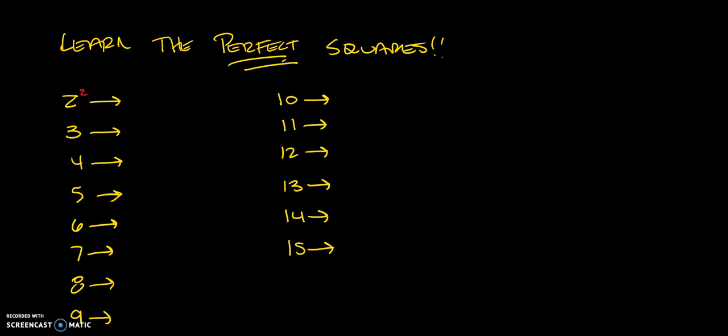I know that 2 squared, 3 squared, 4 squared, 5 squared. So just pretend a squared is all there. That's going to be 4. 3 squared is 9. 4 squared is 16. 5 squared is 25. 6 squared is 36. 7 squared is 49. 8 squared is 64. 9 squared is 81. 10 squared is 100.